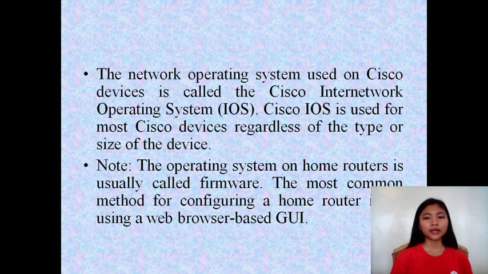The network operating system used on Cisco devices is called the Cisco Internetwork Operating System, or Cisco IOS. Cisco IOS is used for most Cisco devices regardless of the type or size of the device. Note, the operating system on a home router is usually called firmware. The most common method for configuring a home router is by using a web browser-based GUI.